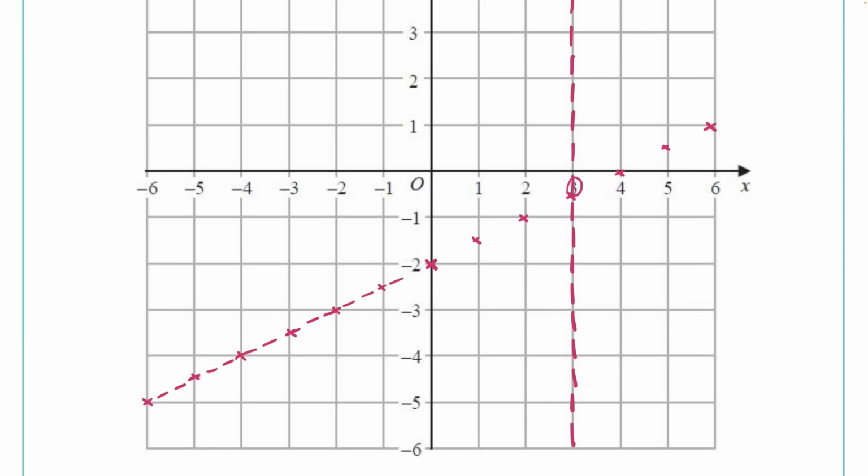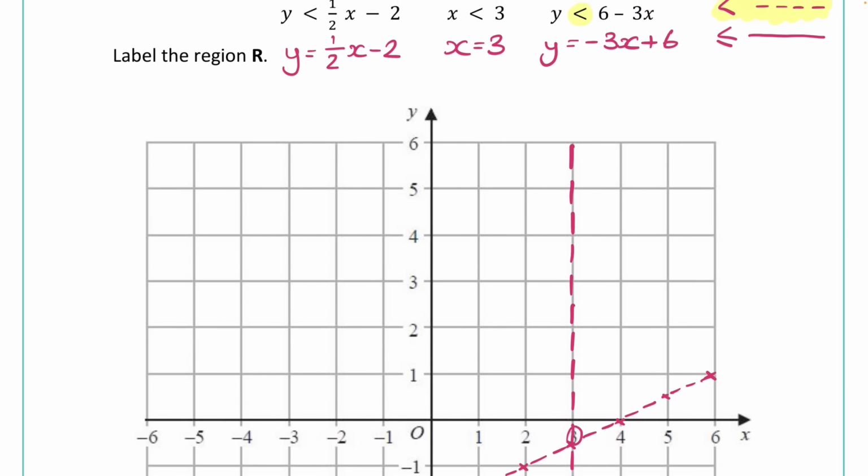If you want, as you draw these, you can also label the line. You can put a label on each one so you know which one it is. Completely up to you. You don't gain or lose marks for that. It can look nice when you label it.